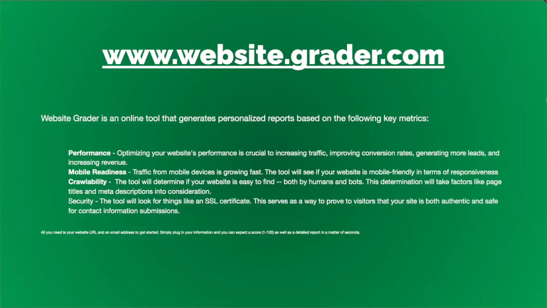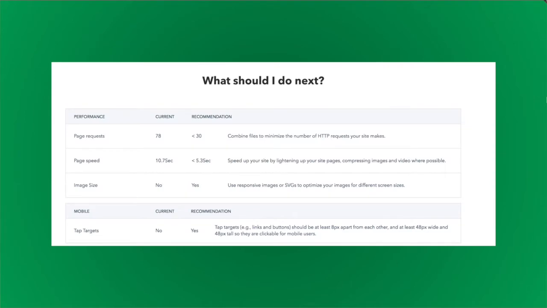So how do you know if your website is technically sound? Well, the good news is there's some free tools out there. So one website that I would recommend is Website Grader. It's a fantastic online tool that generates personalised reports based on the following key metrics. So the performance of your website, the mobile readiness, the crawlability and the security. All you need to do is simply enter the URL of your website and an email address, and you will receive a report which grades your website with a score of 1 to 100, as well as some recommendations on what you should do next.